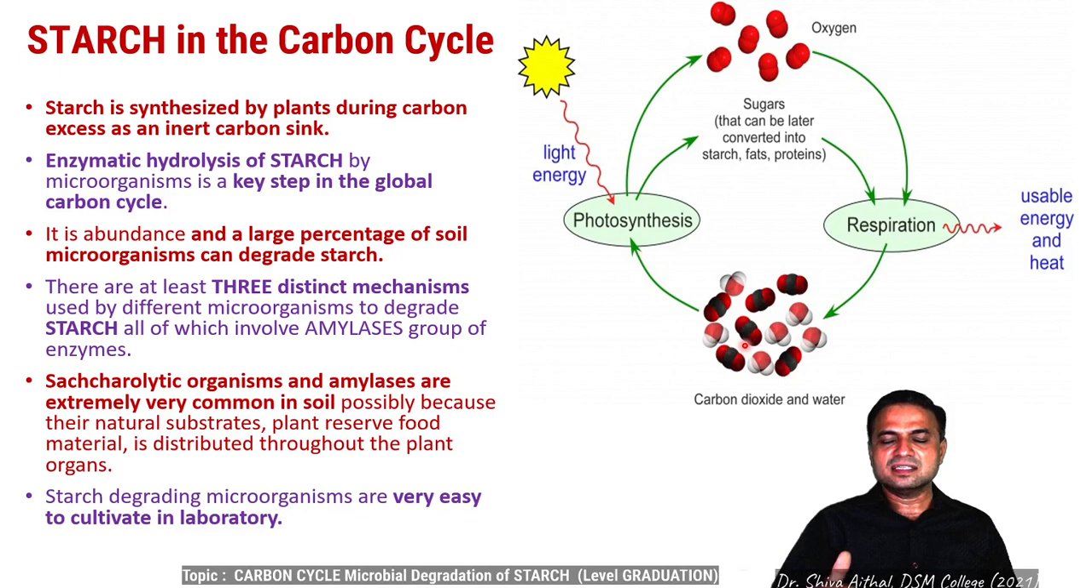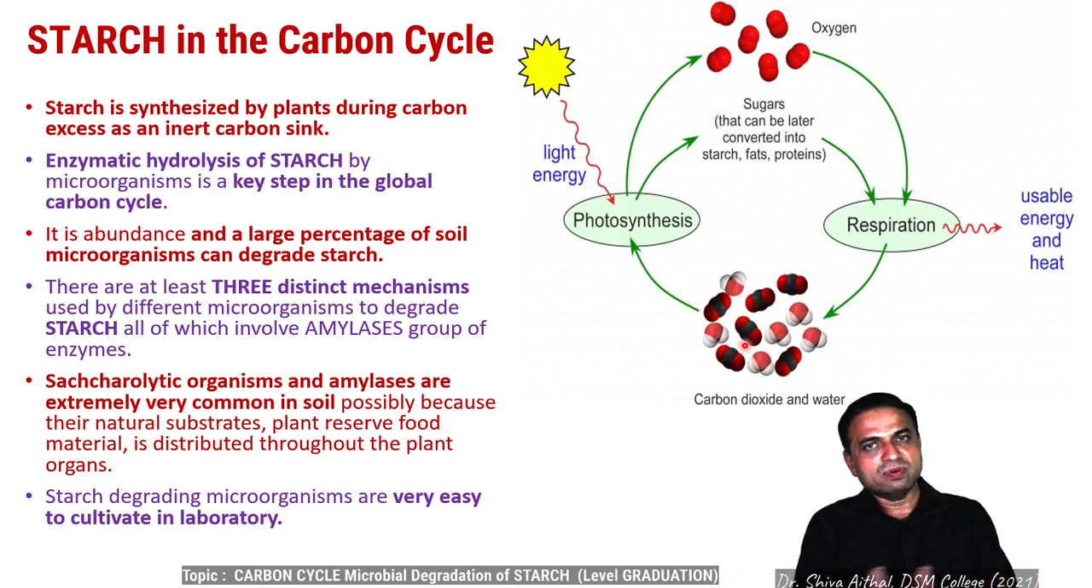Now there is enzymatic hydrolysis of starch. Where can you find it? You can find it in our body. In the mouth we have saliva, in the intestine we have enzymes. Many microorganisms like bacteria and fungi have enzymes specially to degrade starch. Now we will be seeing the degradation of starch and how that plays a very significant role in the carbon cycle.